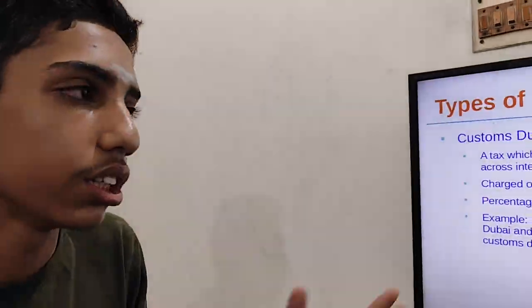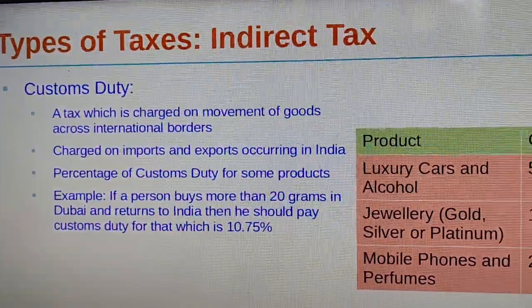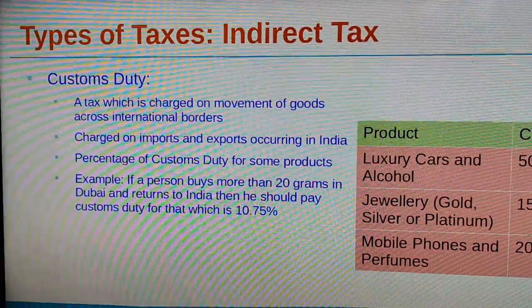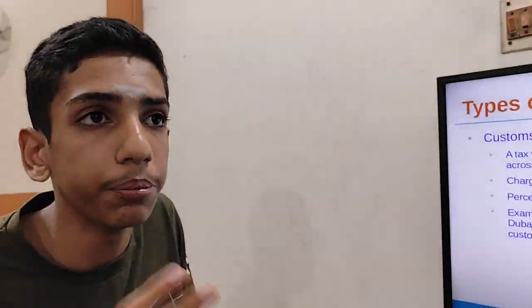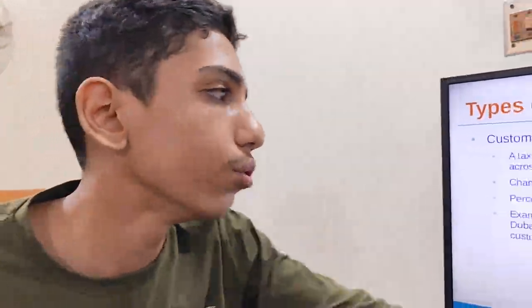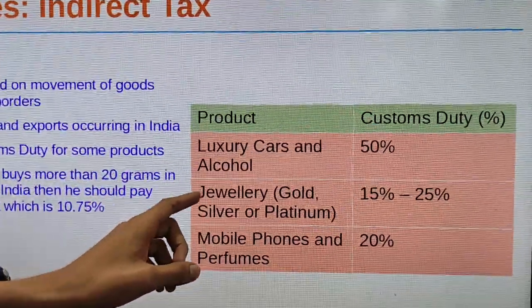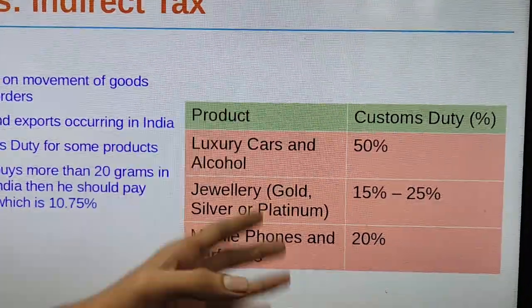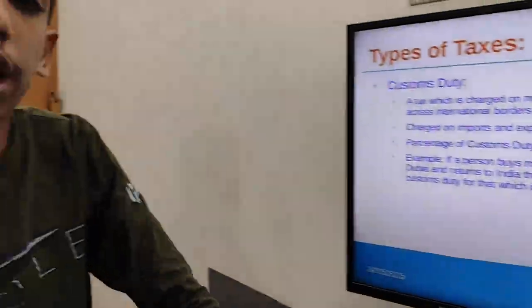And the third one is customs duty, a tax which is charged on movement of goods across international borders, like imports and exports. If you want to import a car, luxury cars, alcohol, you should pay 50% of customs duty. And for jewelries, we should pay 15 to 25%. And for mobile phones, for gadgets, we should pay 20%.